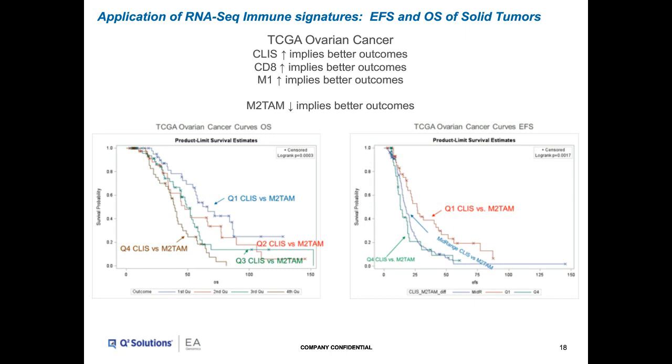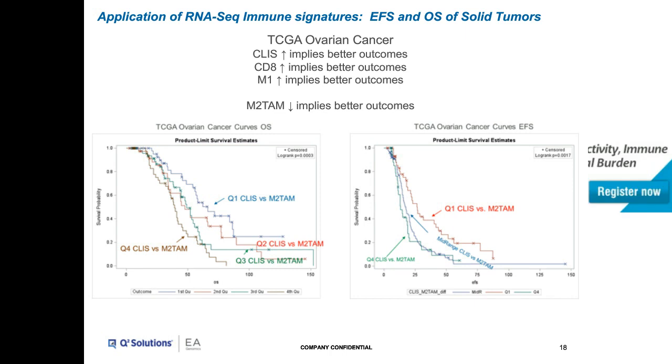So this is, as far as I know, one of the first examples of immune signatures being applied to ovarian cancer. Again, a cancer that is often viewed as immune desert, but obviously the immune system seems to play a large role in outcomes both for event-free and overall survival.